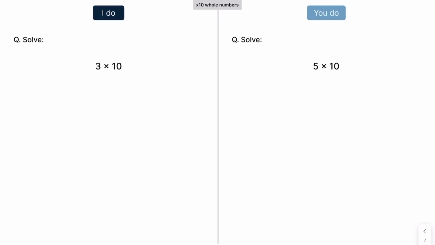So the way all my videos work, I'm going to do the example on the left, which is I do. You're then going to press pause and have a go at the example on the right, which is you do.